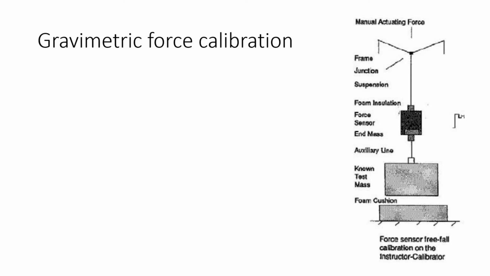The next method we're going to talk about is called gravimetric force calibration. This is exactly the same process that we followed for calibrating an accelerometer, but this time we're calibrating a load cell. So here we have an apparatus where we know what the mass is that is hung from the load cell. This is our load cell, and this is the suspension setup that we had from the previous experiment. And so we have this junction point.